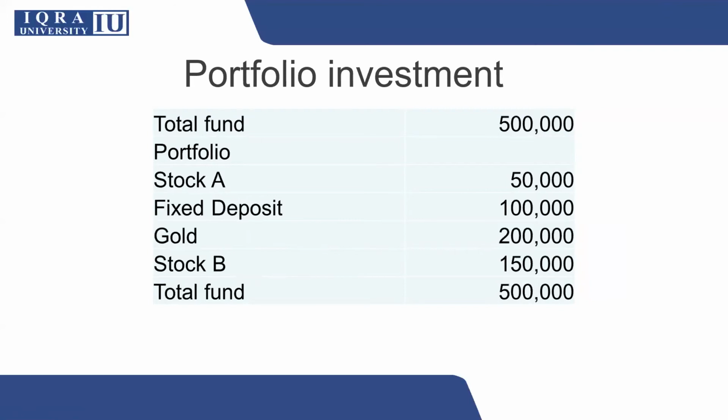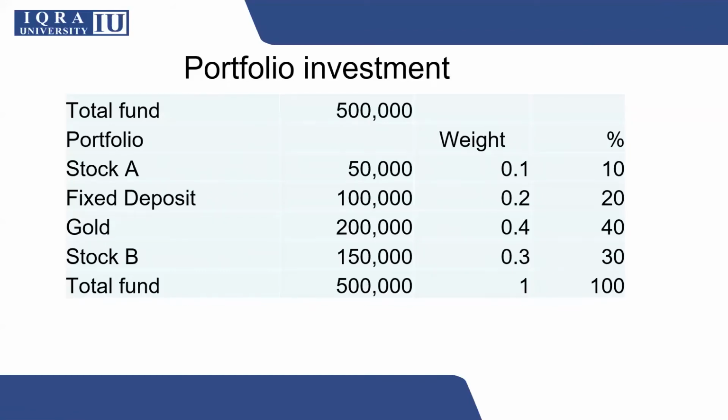So naturally, a second question arises: if I am making this investment, what percentage am I investing in stock A, and what percentage am I investing in fixed deposit? This we can do with the help of this slide. You can see I'm making a 50,000 investment in stock A.